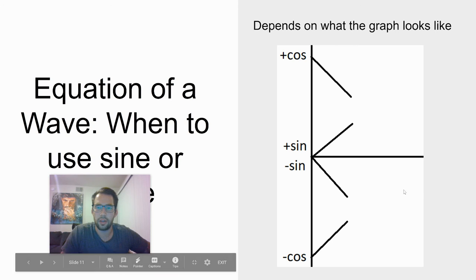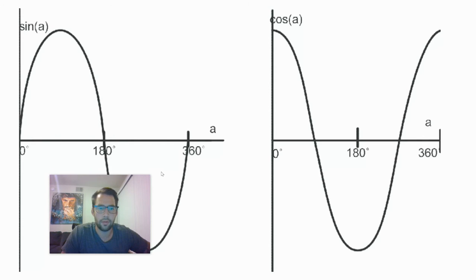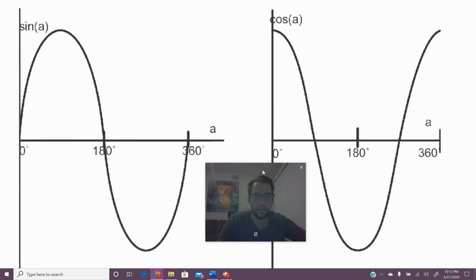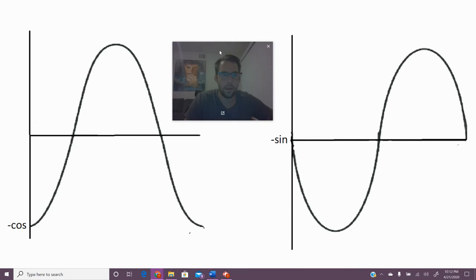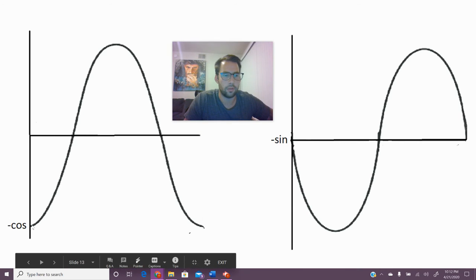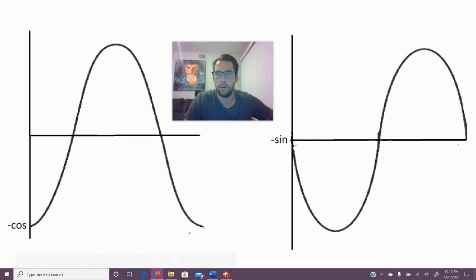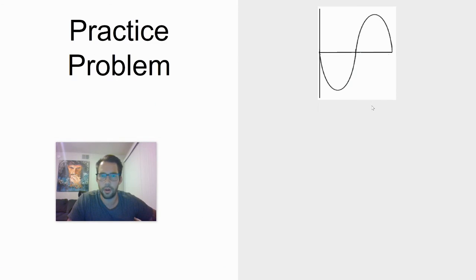So what does this look like when we look at full waveforms? Here we have a positive sine. We can see that it starts from the middle and goes up. Here we have a positive cosine. It starts from the top and goes down. Here we have just the opposite. On the left-hand side, we have a wave that starts from the very bottom and goes up. That's negative cosine. And here we have one that starts from the middle and goes down. That's negative sine. So let's practice a problem really quick.